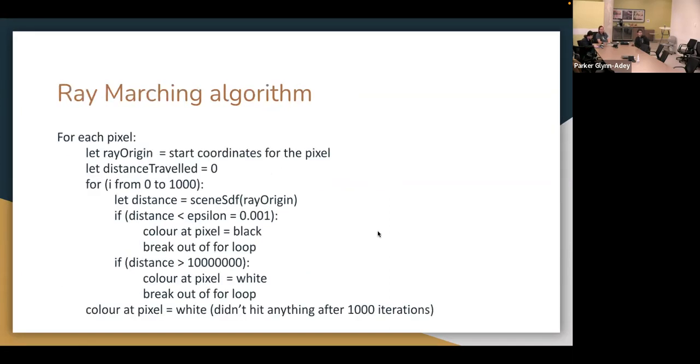And now let's move on to the ray marching algorithm.